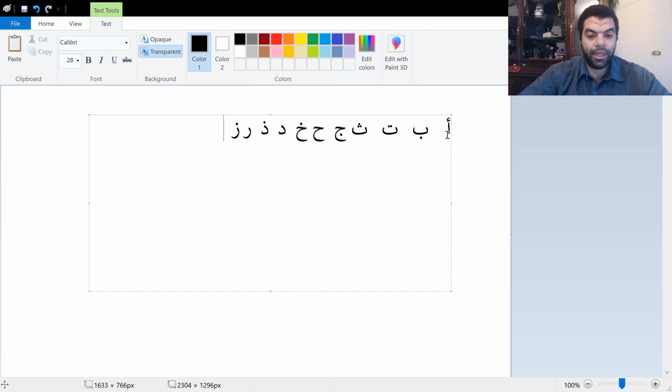And then we have Seen with three tips and a tail. And then we have Sheen, which is the exact same letter but with three dots. And that's it. That's everything we took last time. But one quick review. Oh, I have a question.